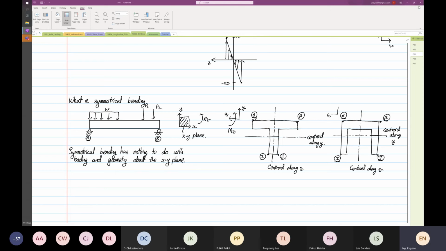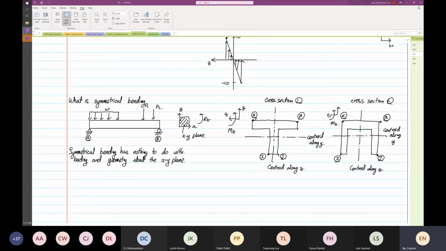So likewise, let's say we have a moment about Z. Can anyone tell me, is this symmetrical bending? So we have cross section 1, and then we have cross section number 2. Now, question for you. Is this symmetrical bending? Anyone?